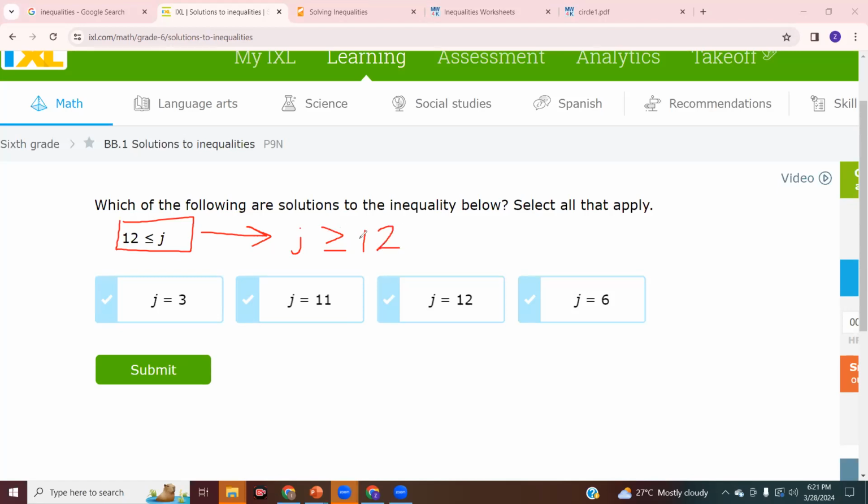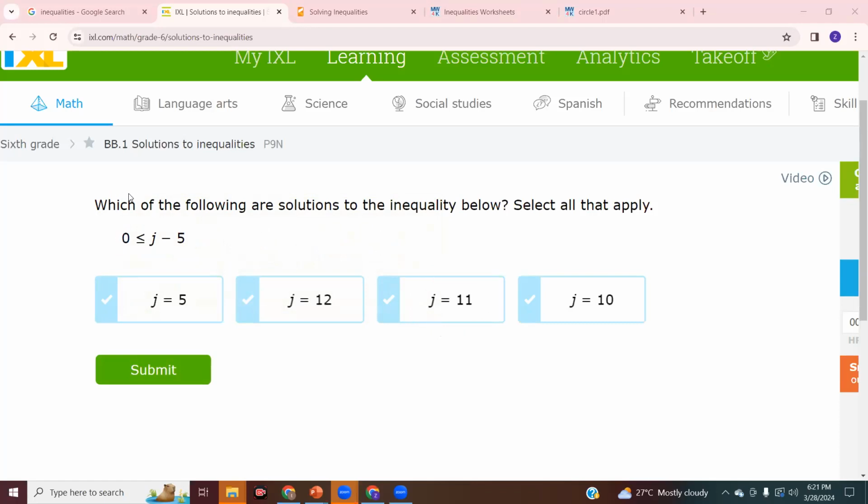What can we do with this? J is greater than or equal to 12. That's gonna be what? J equals 12. Anything else? No, sir, because J equals 3 is smaller. J equal to 11 is smaller than 12. J equal to 6 is smaller than 12. So the only correct answer here is J is equal to 12. So let's submit that.